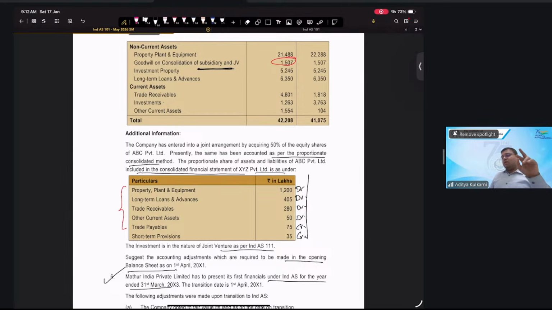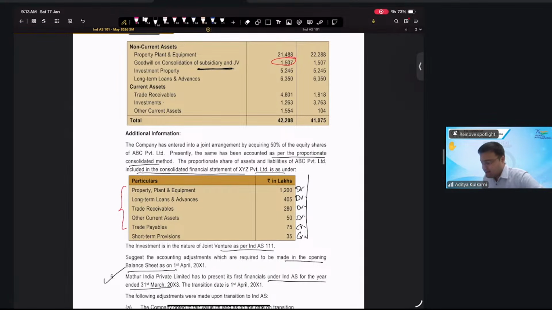Now, ideally, the question should have given what is the goodwill on acquisition of the joint venture, and what is the goodwill on acquisition of the subsidiary. That is not given in this question. Okay. So because that data is not given, we will have to do some calculation. That is a very ballpark figure that we are getting. But in the absence of data, I think that is the best answer that is possible.